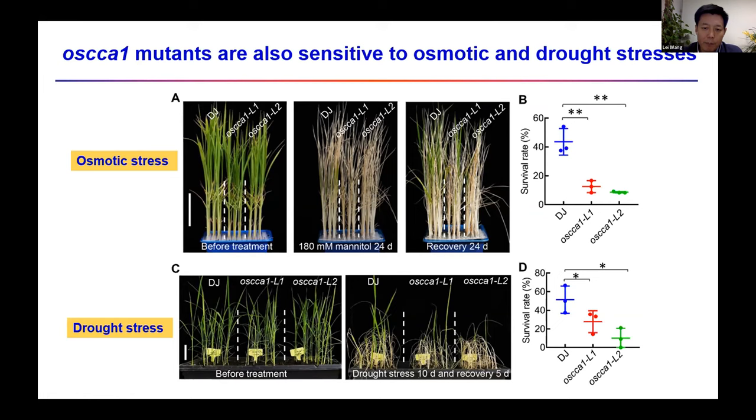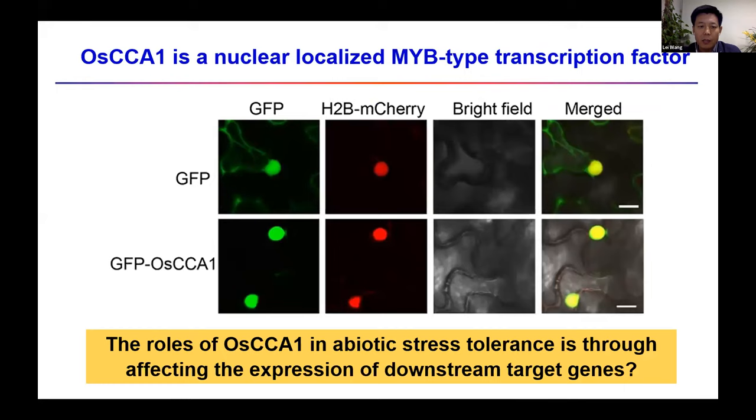As we know, OsCCA1 is a transcription factor, so we checked its nuclear localization. As we can see here, the OsCCA1 proteins predominantly localize in the nucleus. The free GFP can localize in both the cytosol and nucleus.